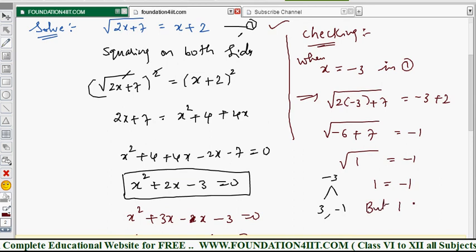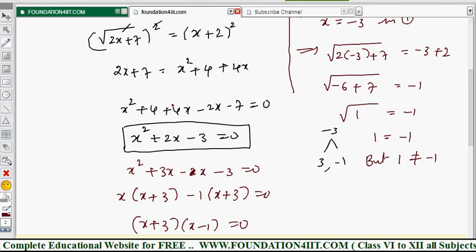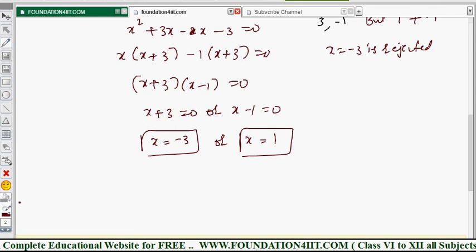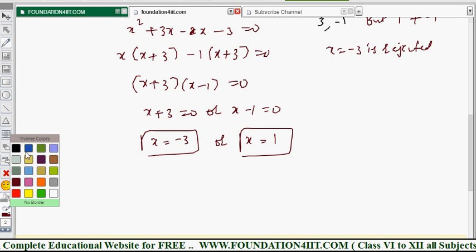So 1 is not equal to minus 1. That means x is equal to minus 3 does not satisfy equation 1, so it is rejected. We can call these extraneous values, which we remove. Now the next one, x is equal to 1. Let us substitute this now.